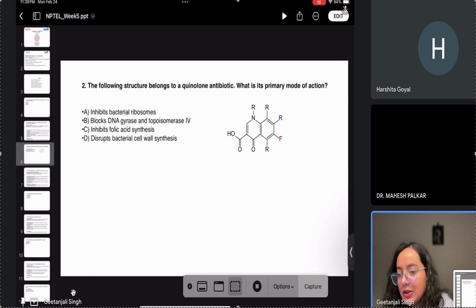Now, let's go to the next question. Which of the following structures belongs to a quinoline antibiotic? What is the primary mode of action? A. It inhibits bacterial ribosomes. B. Blocks DNA gyrase and topoisomerase 4. C. Inhibits folic acid synthesis. And D. Disrupts bacterial cell wall synthesis.